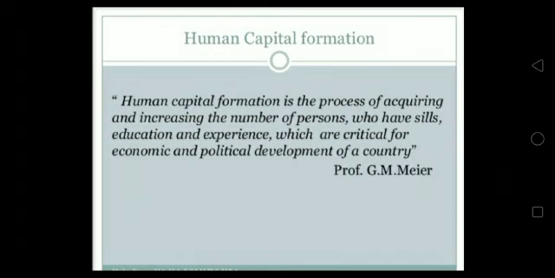In the words of G.M. Meier, human capital formation is the process of acquiring and increasing the number of persons who have skill, education, and experience, which are critical for economic and political development of a country.